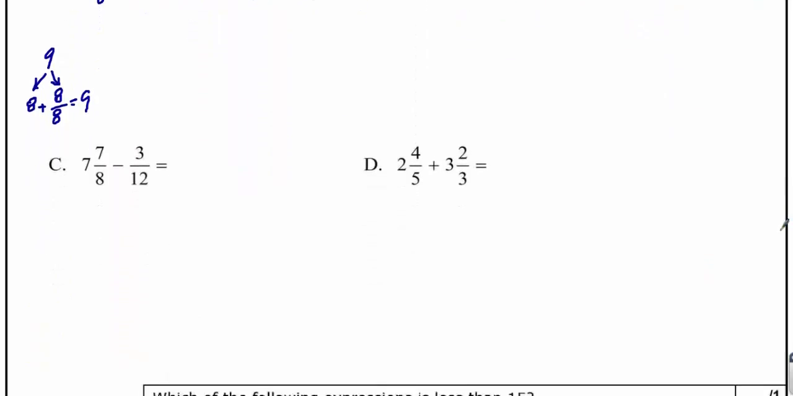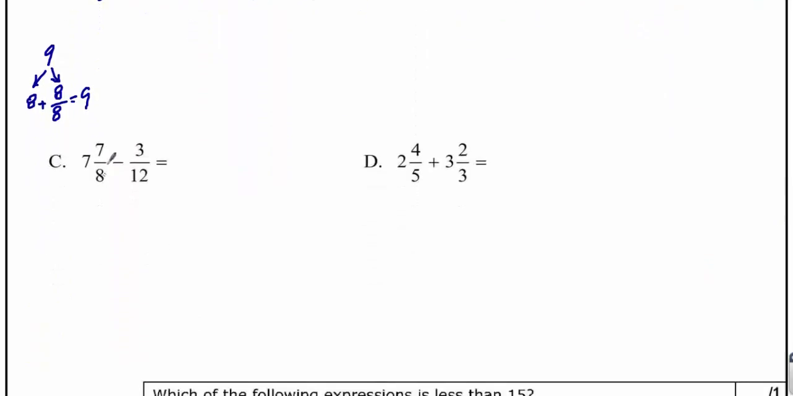Letter C. 7 7/8 minus 3/12. So we need a common denominator. First rule, have to have a common denominator. Here it's going to be 24. That's the smallest number that 8 and 12 can both go into. So we're going to have 7 and some amount of 24ths minus some amount of 24ths.